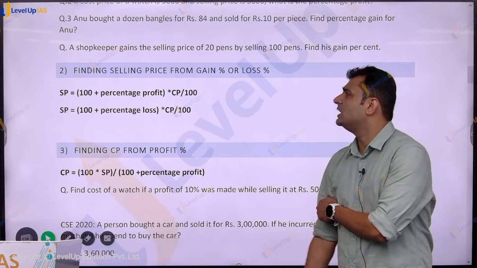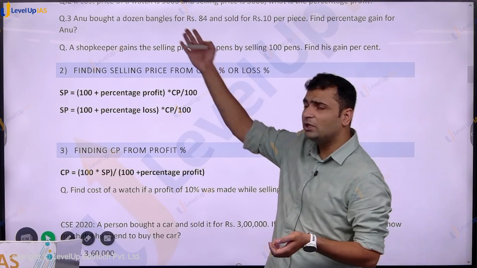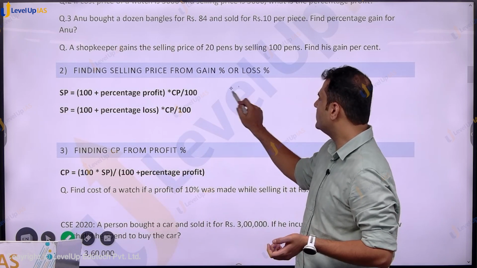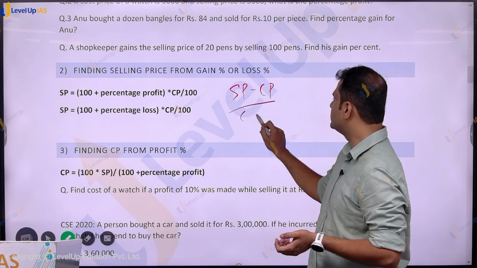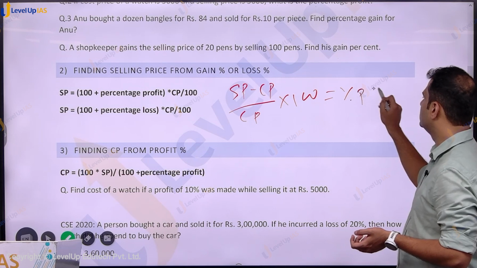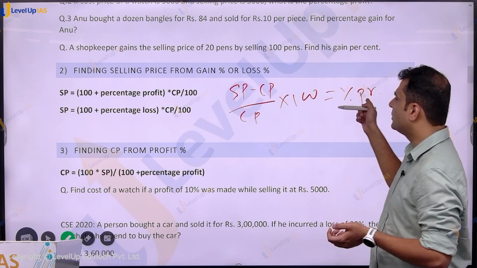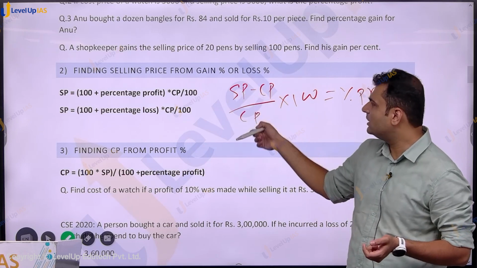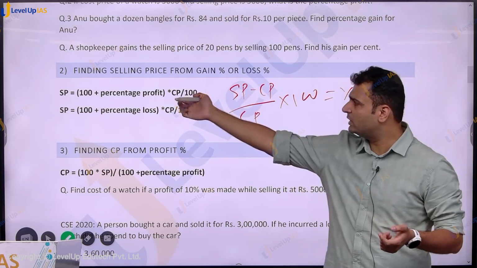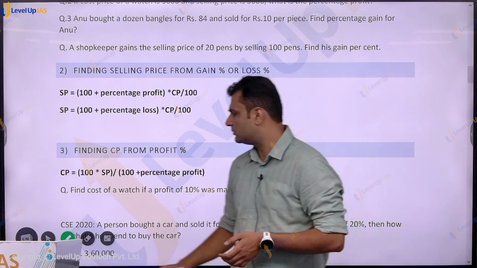Now finding the selling price from profit percentage or loss percent. If we are given profit or loss percent, you can simply use the same formula to find the selling price. So what we are having here, we have SP minus CP by CP, which is profit, into 100 is equal to percentage profit. So if we are given percentage profit and we are given CP, put these values and find out the SP. That would be the only unknown. So I have rearranged them and those are the formulas. No need to remember the formulas, just remember the definition.